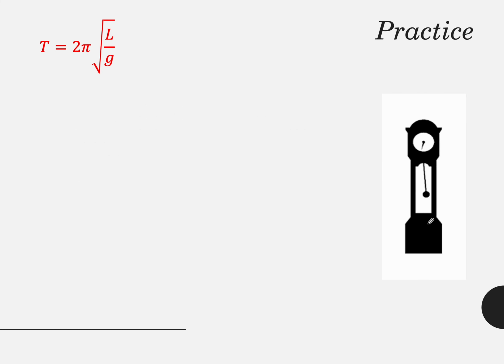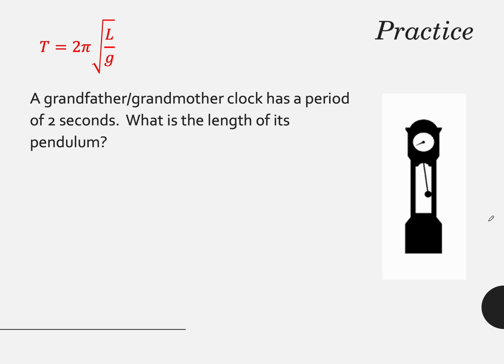One of the most common pendulums you ever see is usually in a grandfather or grandmother clock. It turns out, in a grandfather or grandmother clock, the time it takes the pendulum to go there and back is a total of 2 seconds. In other words, it's 1 second across one way and then another second to come back. So 1 second there, 1 second back. Total of 2 seconds for one complete oscillation.